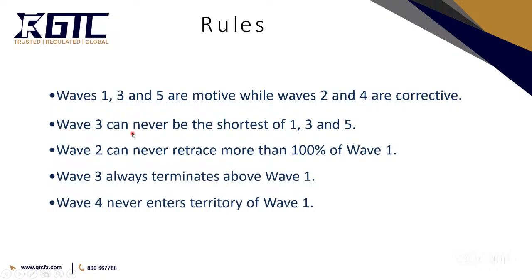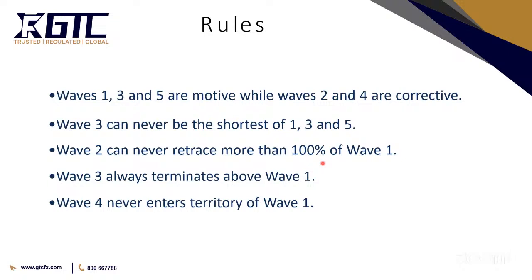Wave 3 can never be the shortest of 1, 3, and 5. Please remember, wave 3 can never ever be the shortest of waves 1, 3, and 5. In fact, wave 3 will always be the largest of 1, 3, and 5. It will be the largest, it will be the fastest of 1, 3, and 5. All right.